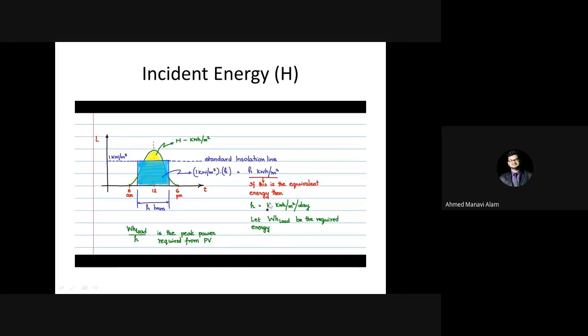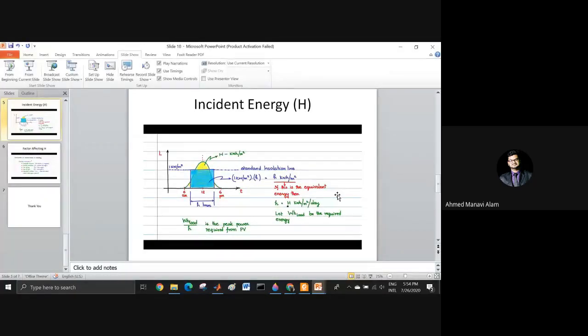This H is giving you an idea of how much energy you are getting from the sun. The equivalent hour tells you how much time you need to operate your PV cell. How much time do you need to operate your PV cell?